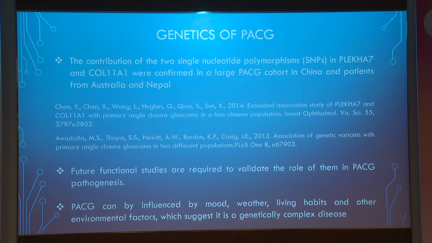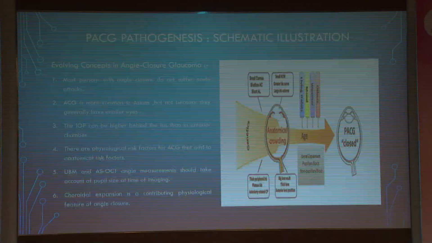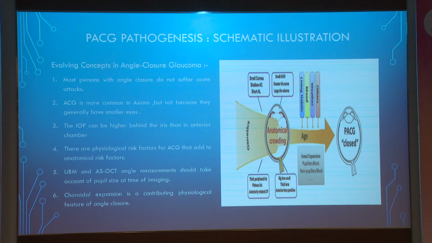The disease is also influenced by mood, weather, living habits and other environmental factors, which suggest that it is a genetically complex disease. So to summarize, most persons with angle closure do not suffer acute attack, probably because of the dynamic nature of the iris. Angle closure glaucoma is more common in Asians, but not because they generally have smaller eyes. The intraocular pressure can be higher behind the iris than in anterior chamber. There are physiological risk factors for angle closure glaucoma that add to the anatomical risk factors.